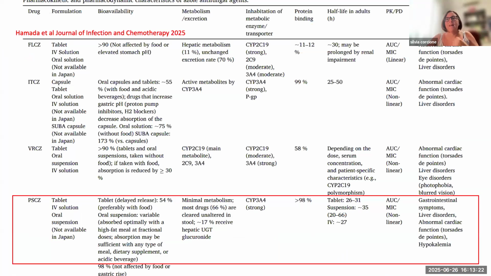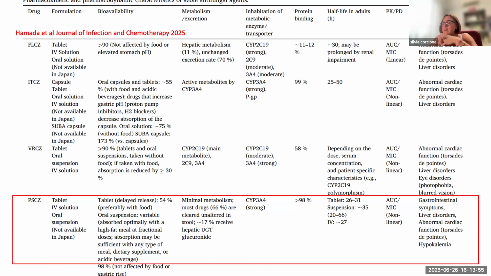For all those reasons, you can see here how the different types of administration need to be managed according to the food. That means that, for example, the delayed release tablet needs to be administered preferably with food to get a bioavailability of 54%. As you can see here, the oral suspension is still more complicated because we need a high-fat meal in order to get a good bioavailability. So those changes may influence the pharmacokinetics of the drug.